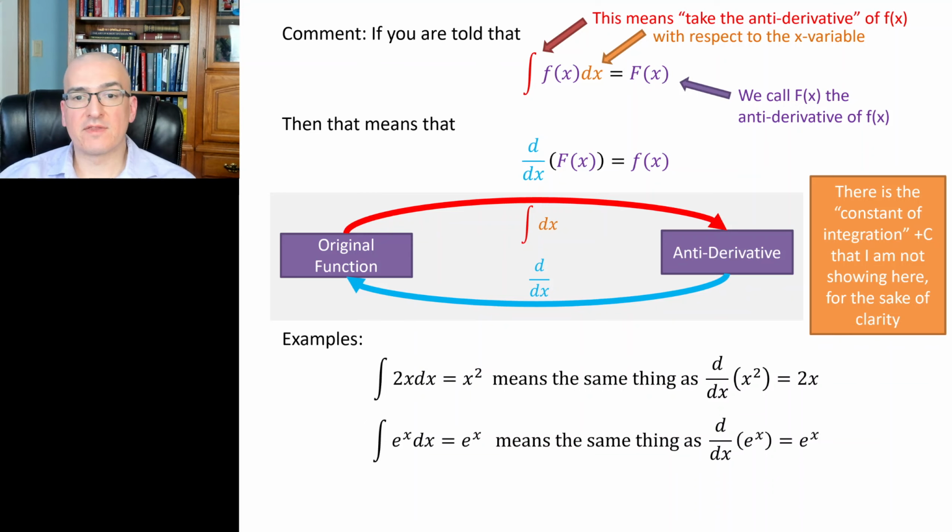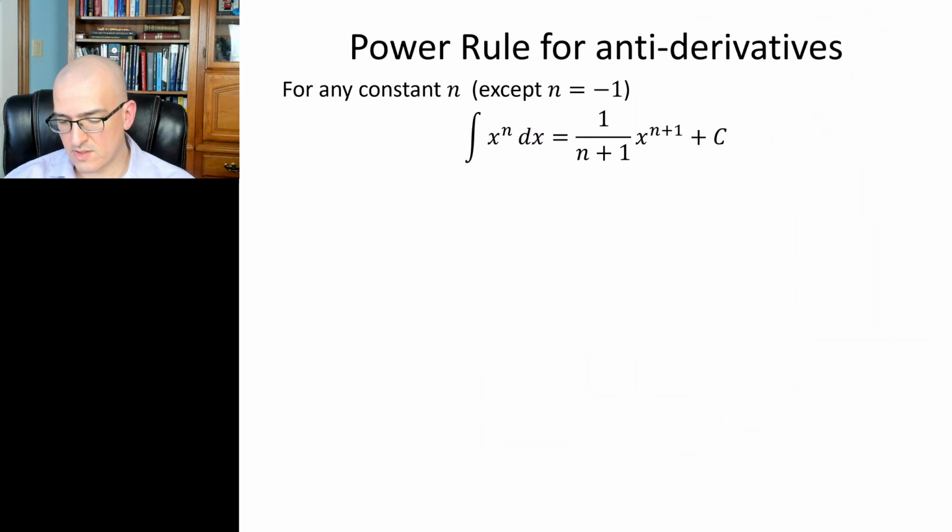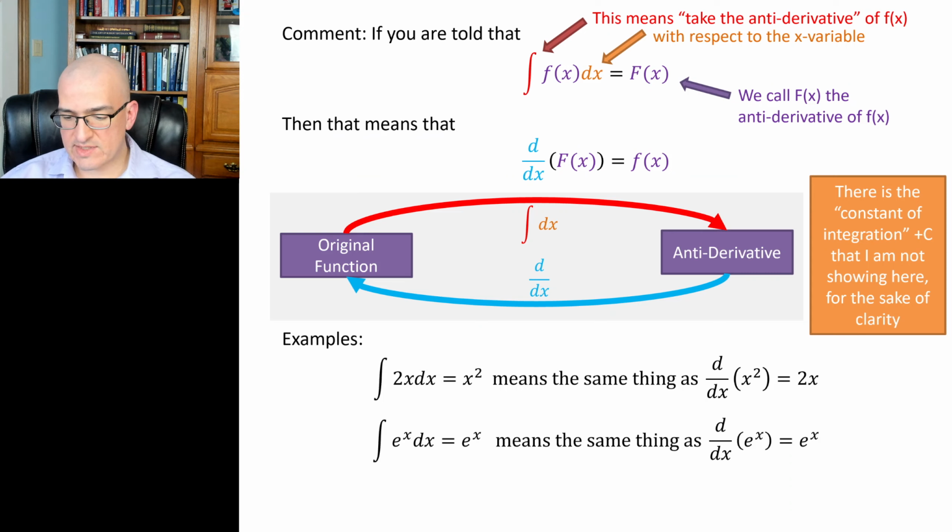The statement that the antiderivative of 2x equals x squared is identical in meaning, at least at the level that we're talking about here in this course, to the statement that the derivative of x squared is equal to 2x. The antiderivative of e to the x with respect to x equaling e to the x is identical to the statement that says the derivative of e to the x is also equal to e to the x. So that's the notation, an introduction to the idea, and what we'll look at next is we'll look at rules and shortcuts.